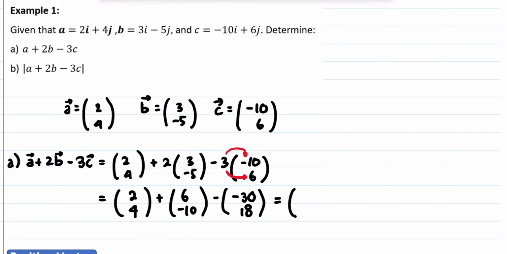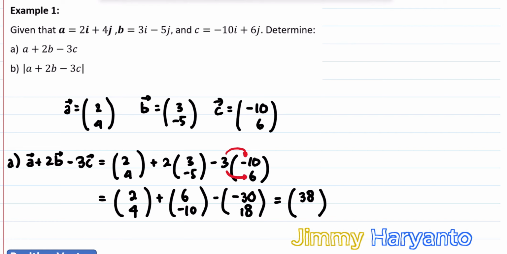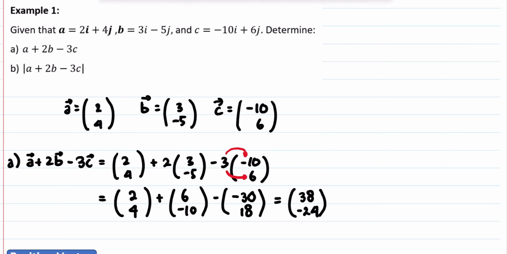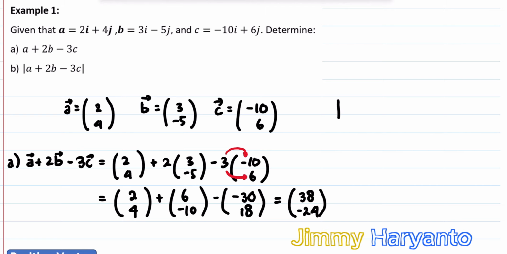the result will be 2 plus 6 is 8, 8 plus 30 is 38, and then 4 minus 10 is negative 6, minus 18 is negative 24. So A plus 2B minus 3C equals 38 and negative 24.